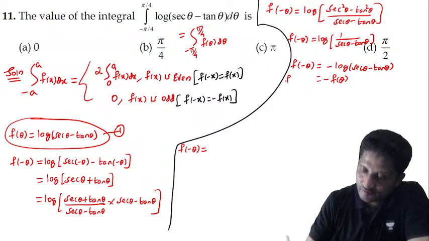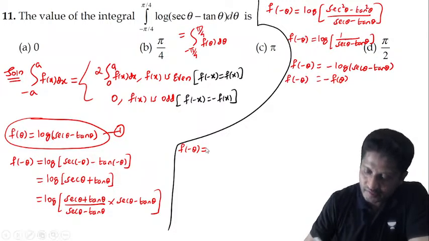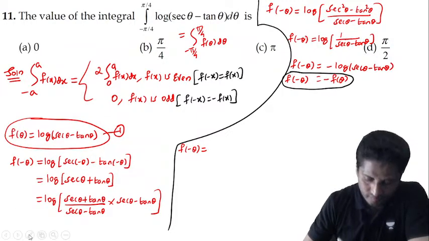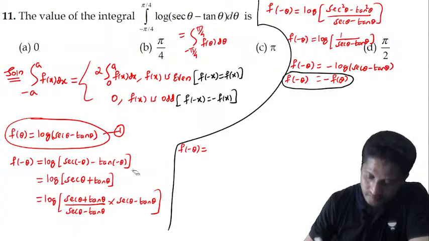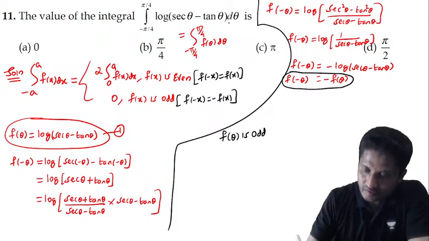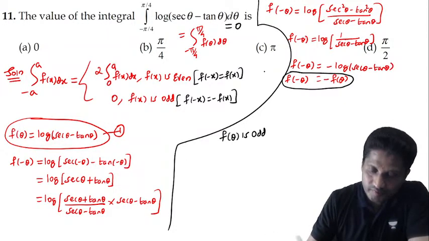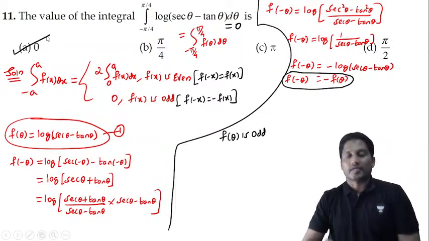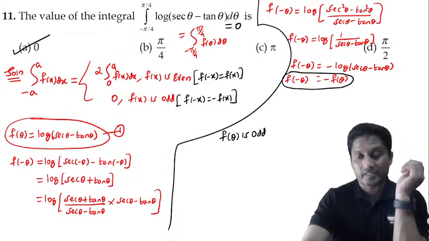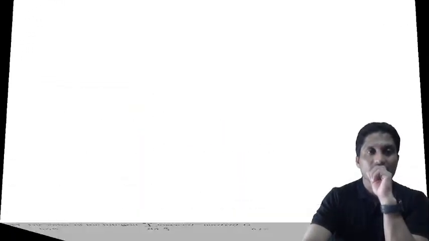So what am I getting? F of minus theta is equal to minus f of theta. Therefore, f of theta is odd. If it is odd, this value will be equal to 0. Answer will be option A. Let's move to the next. You have to just check whether it is even or odd, guys. If it is odd, obviously 0. It's a property.